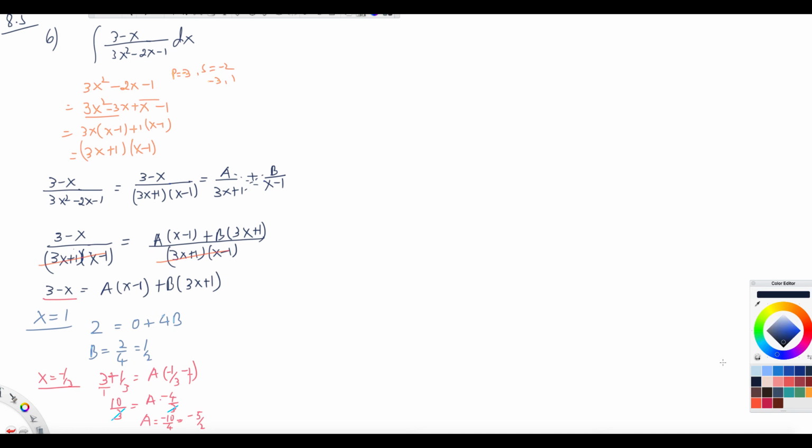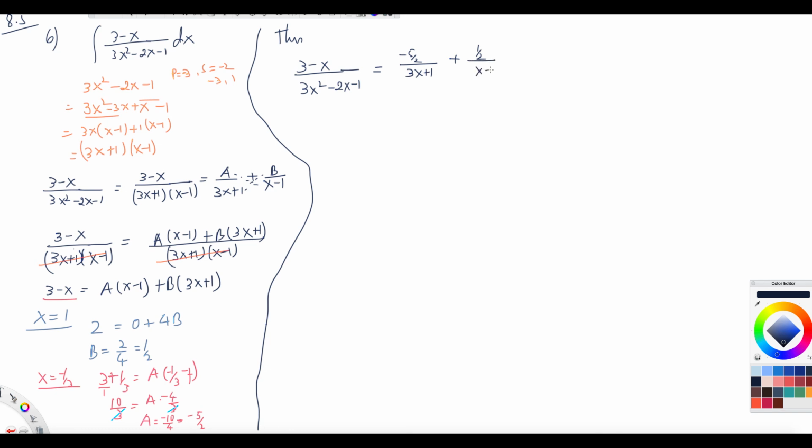Okay, now what do you think then? So what is the partial fraction form? Thus we get (3 minus x) over (3x squared minus 2x minus 1). That can be written as negative 5 half over (3x plus 1), plus 1 half over (x minus 1). That's what we got. Now it is easy to integrate, right?